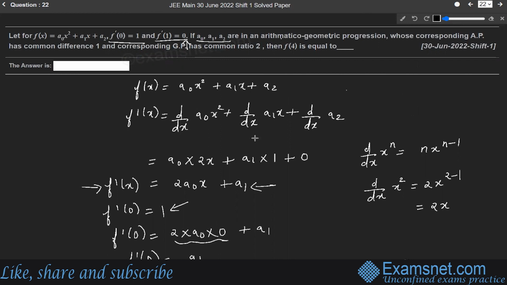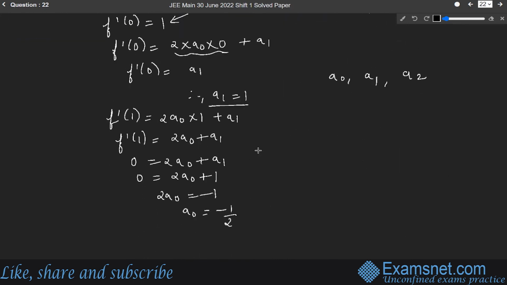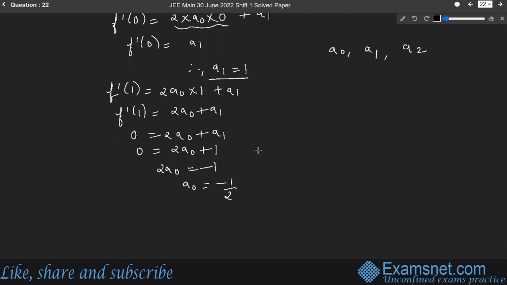So we have a0 and a1. We have to calculate a2. So let us understand first what is an AP, what is a GP, and what is an AGP. Basically, AP is defined as a, a plus d, a plus 2d. These are the terms for AP.